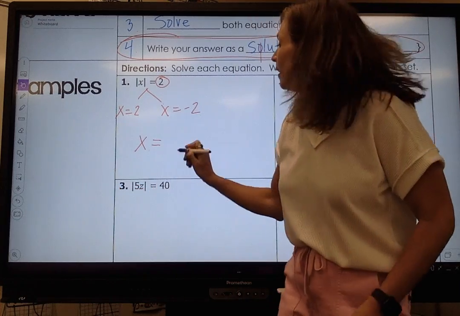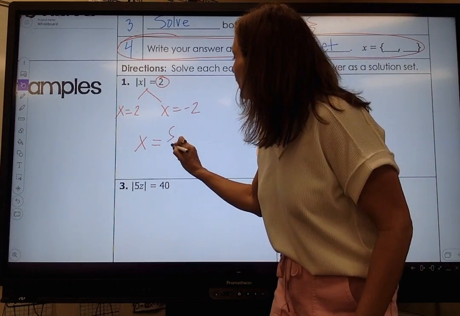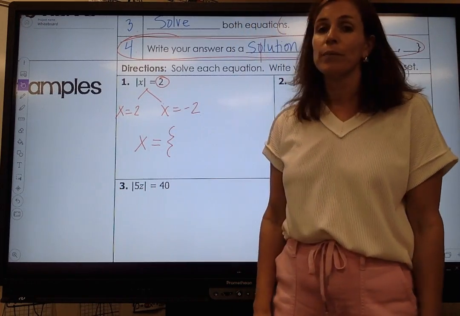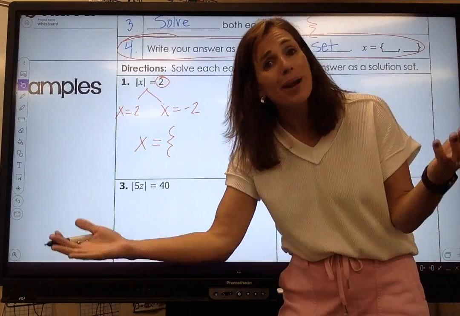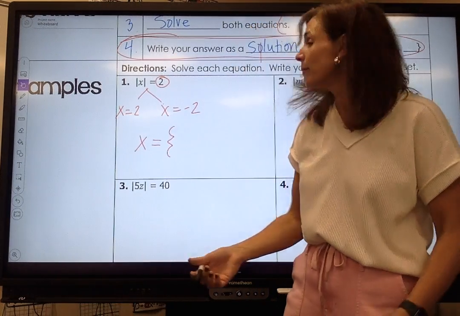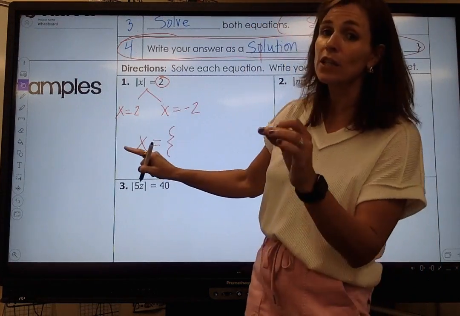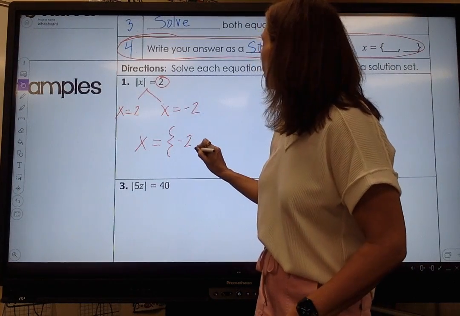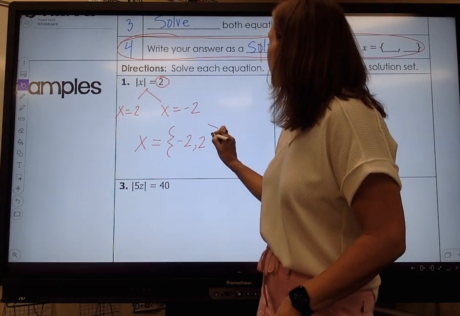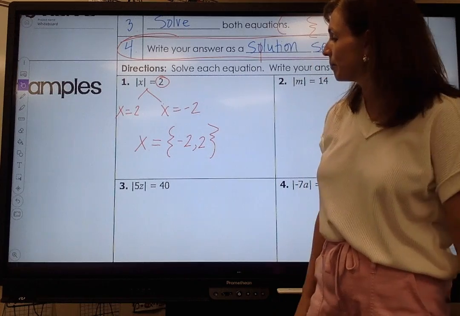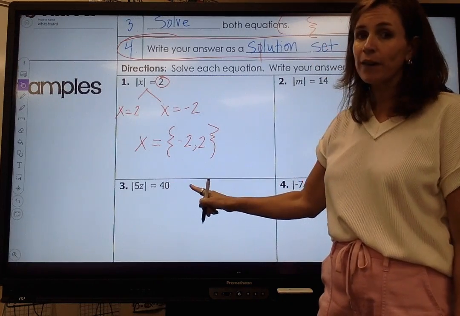Notice how I draw it. It is a half circle, an arrow, and another half circle. I don't care if you're not good at it. Practice it. You need to be able to do it. And then I'm going to do least to greatest. So -2 comes, and then 2, and then I'm going to do the bracket again. Okay, that's my final answer.